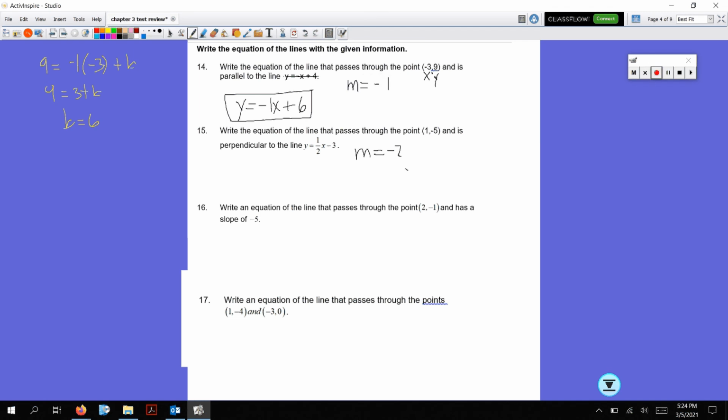Anyway, okay, so my slope for number 15 of the equation I'm going to write is -2. Here is my x, here is my y. Again, I'm going to plug into y equals mx plus b. So -5 equals my m, which was -2, times 1, plus b. We're solving for b. We need to find the y-intercept. -5 equals -2 plus b. Add 2 to both sides, and b equals -3.